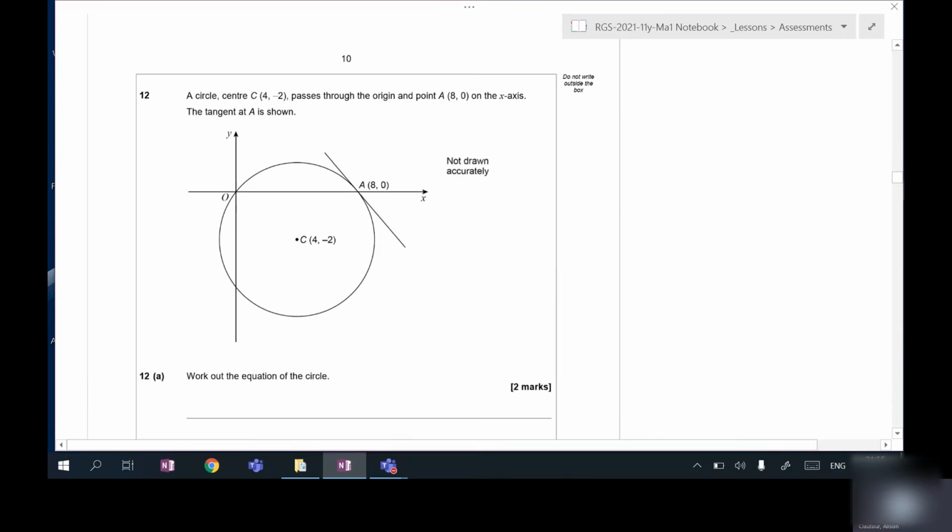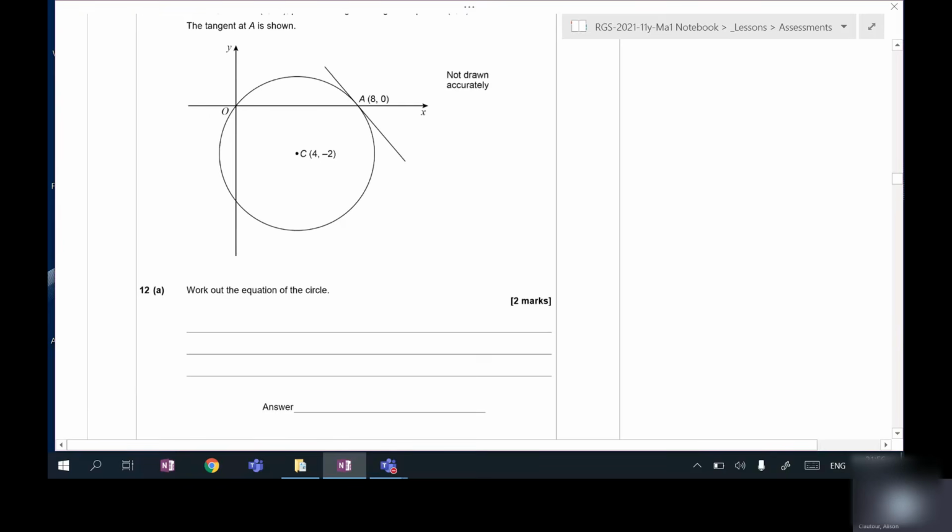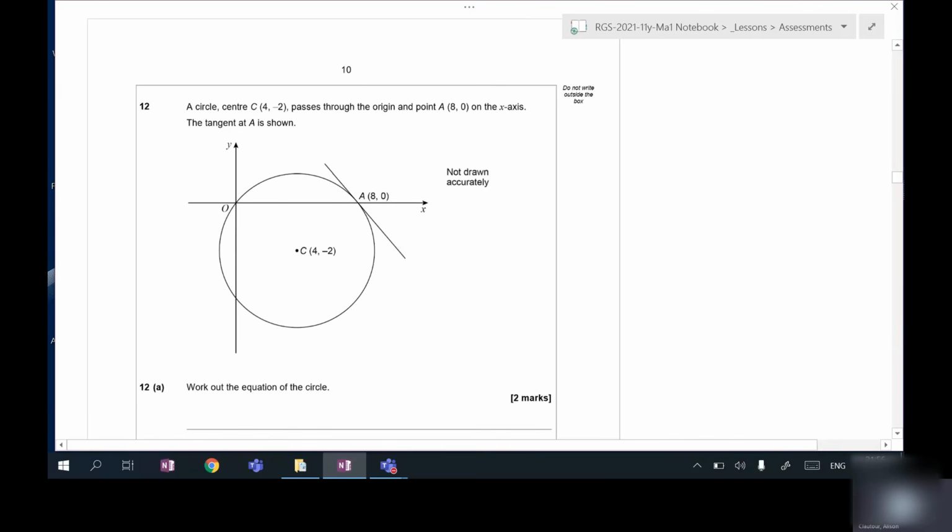So look at number 12. We've got a circle, we've got the centre 4, minus 2. We know it passes through the origin and 8, 0 on the x-axis. We've also got a tangent. So for the equation of the circle, we need to know the centre point and we need to know the radius. We've got the centre point, so what we need is a radius. If I join this point C to this point A, think about what we did at the very beginning of question 1. We just need to find that distance there.